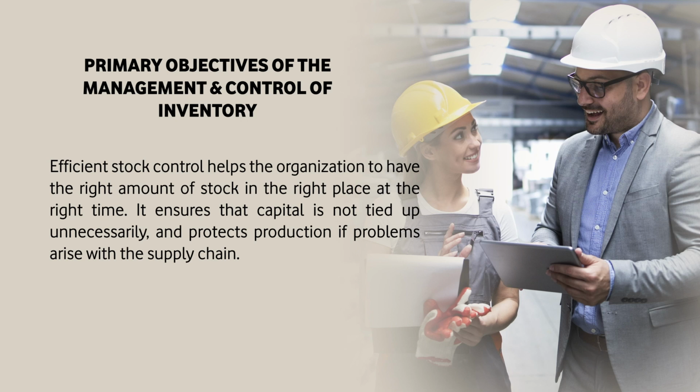It is already explained that whenever we require it for the production line, the inventory should be available at that point of time, and at that point of place. It ensures that capital is not tied up unnecessarily. By this we can see that capital is not tied up unnecessarily, and inventory that is properly used protects the production if a problem arises with the supply chain.